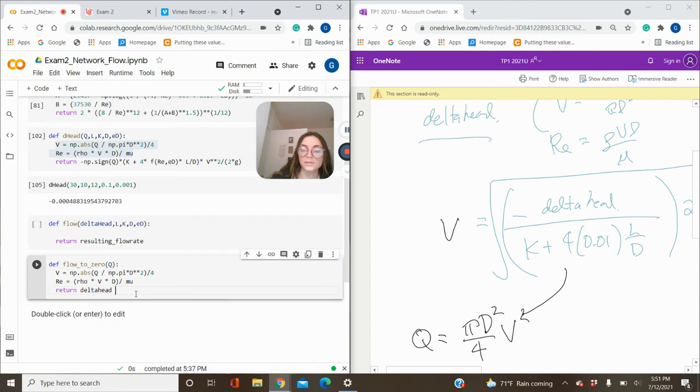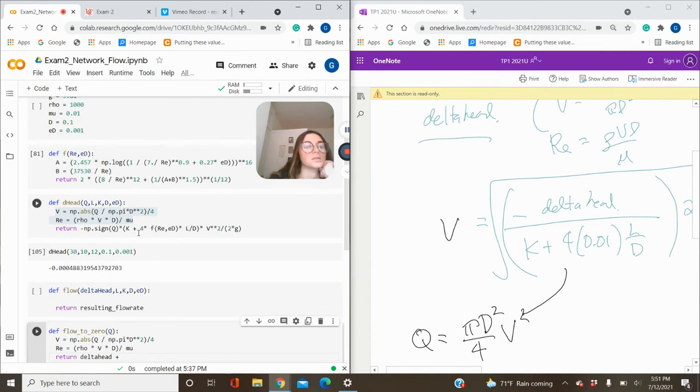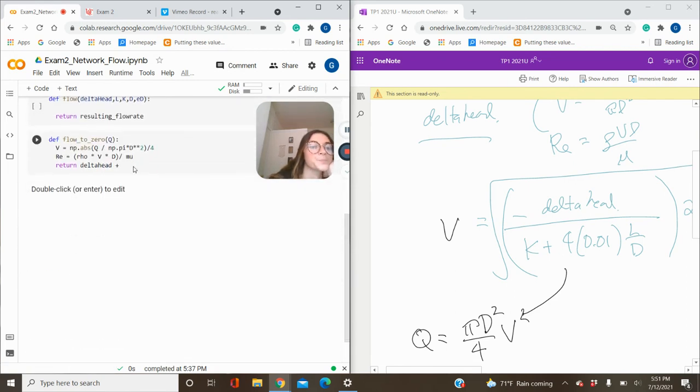We're going to do our delta head plus our function, which is going to be this one right here. I'm just going to copy it, save me some time. Okay, and make sure our syntax looks good. Looks great. Next, we're going to define some variables.